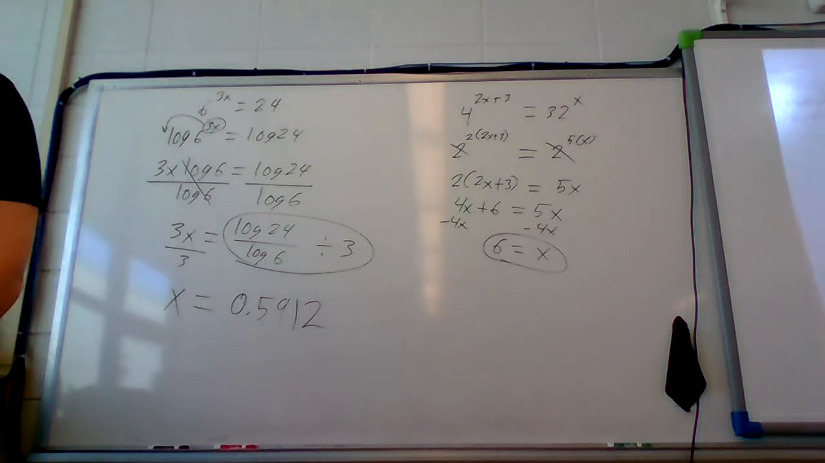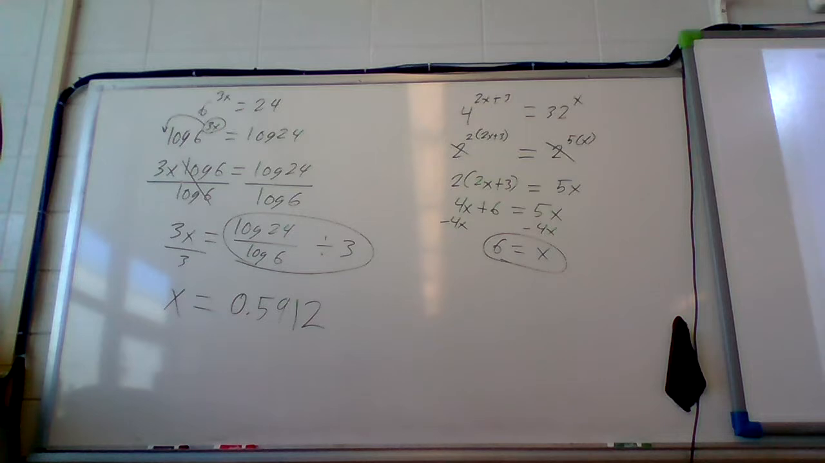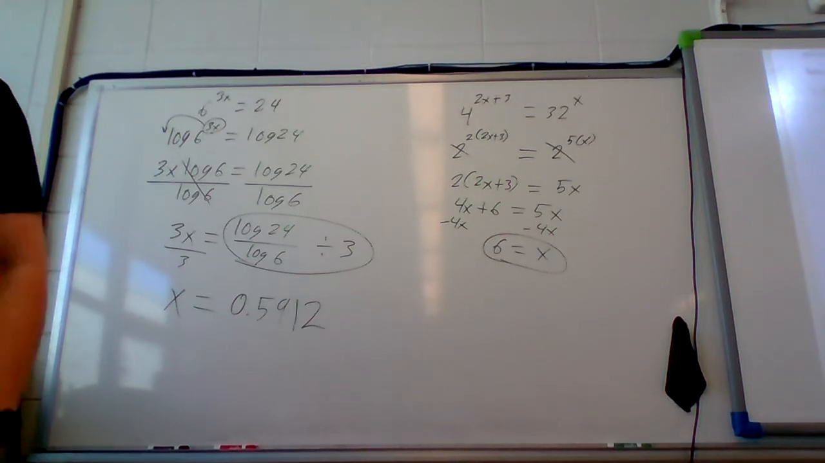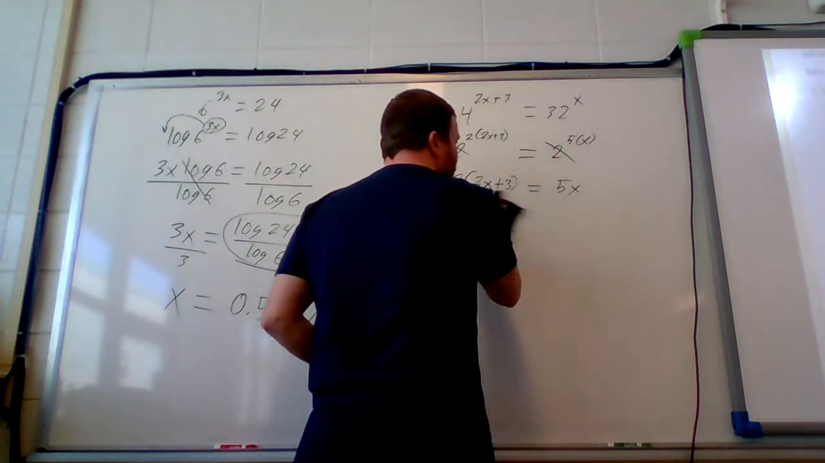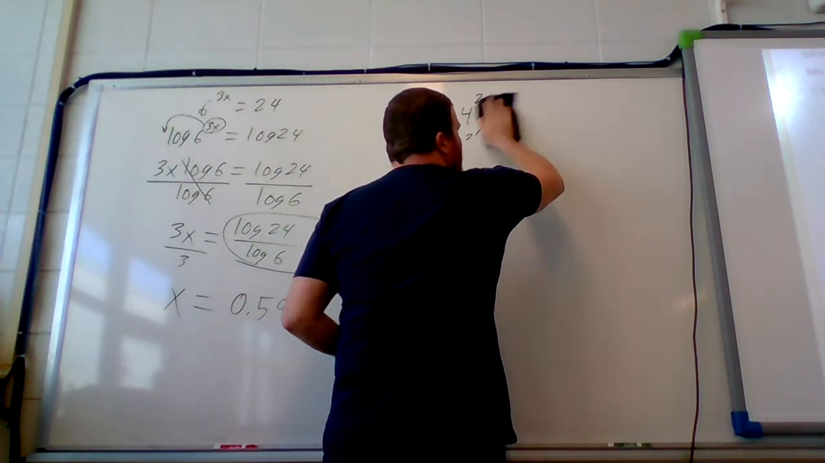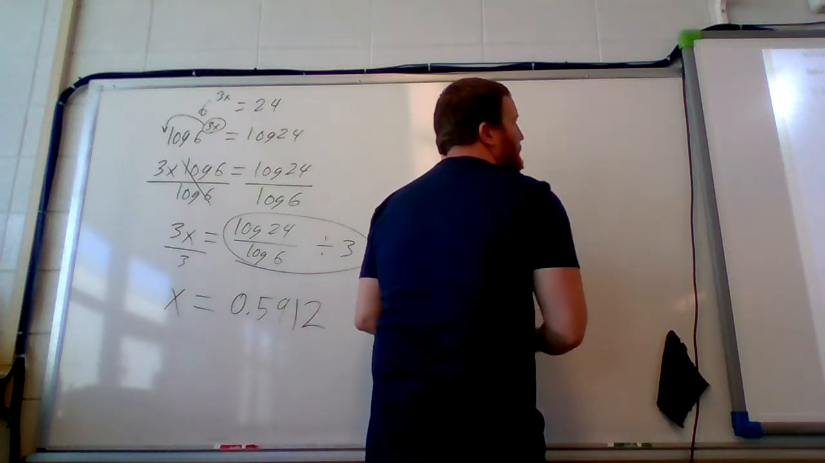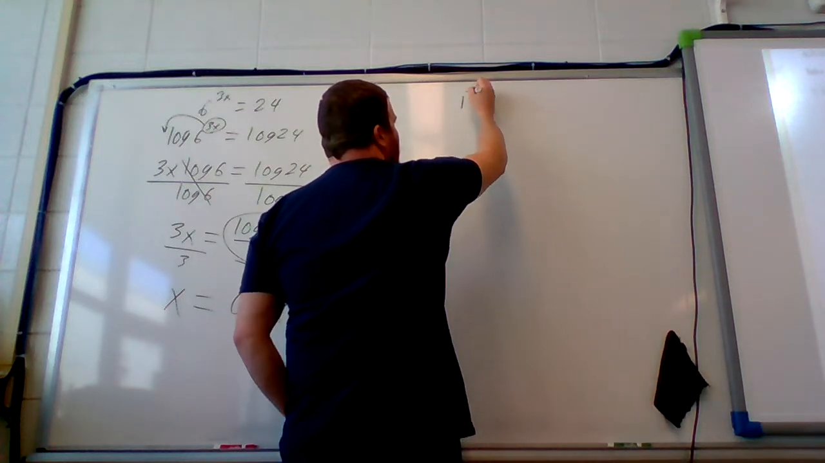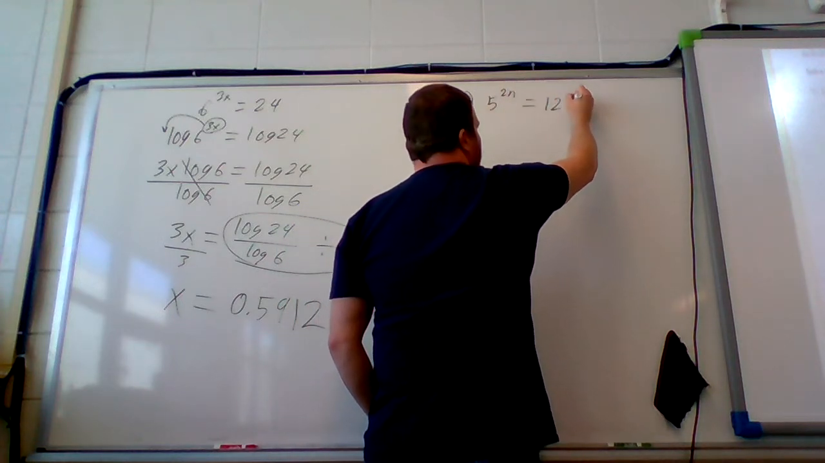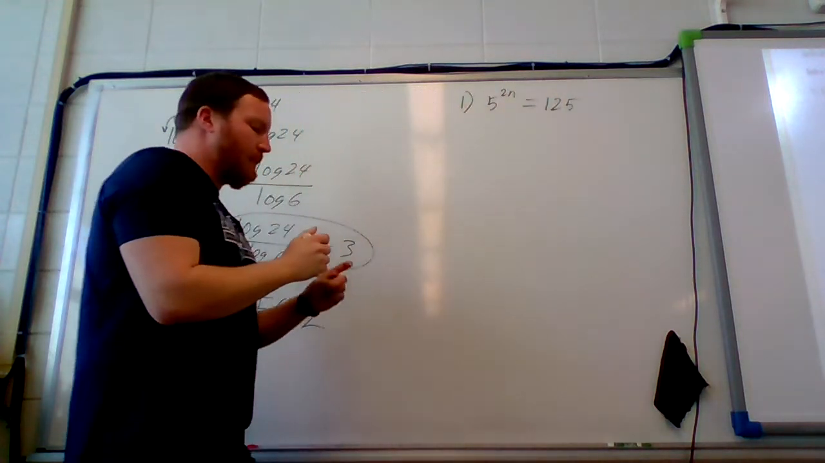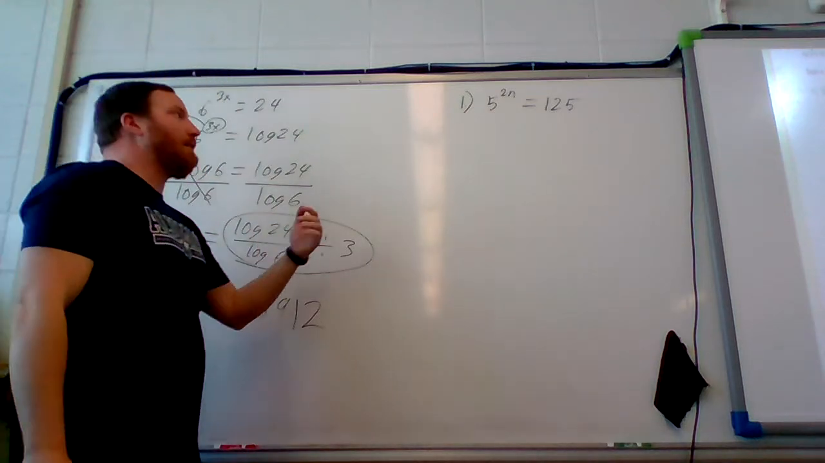So on the front page of the homework, these are all common base. So we can turn each of these to where they have the same base to solve. So let's look at the first one. Number 1, we've got 5 to the 2n equals 125. So there's a big hint right here.